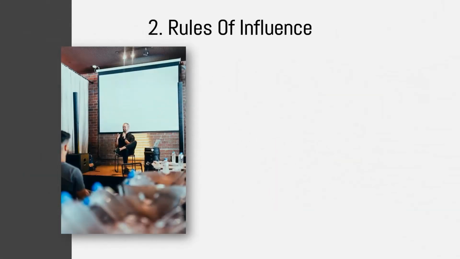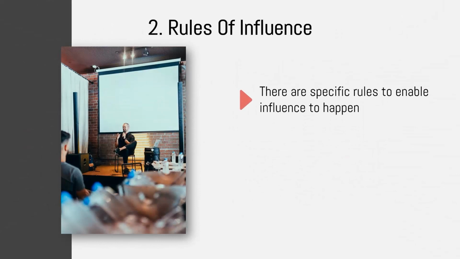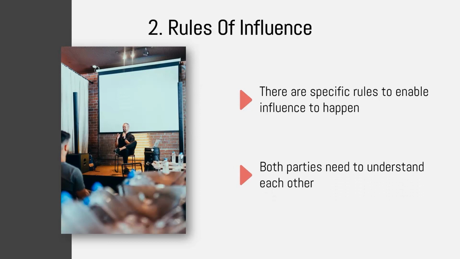2. Rules of influence. There are specific rules to enable influence to happen. You need an audience, and you need to grab their attention and engage with them. In order to influence others, there must be a mutual understanding. Both parties need to understand each other. Knowing the influence game is essential. You need to know the principles and practice them.